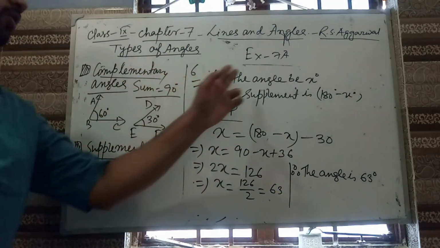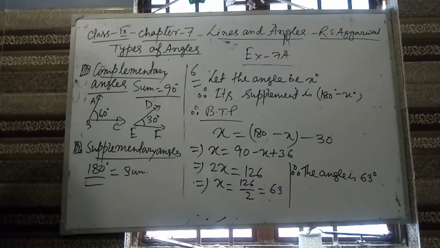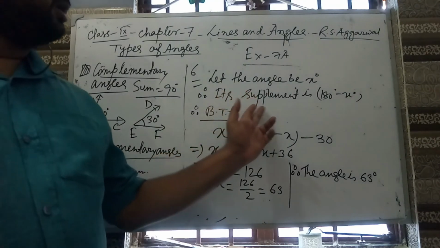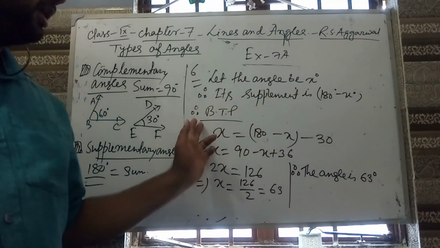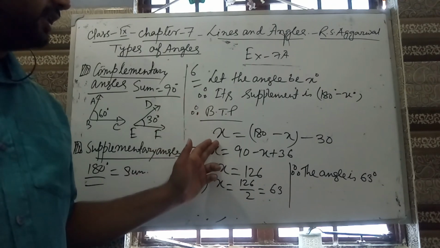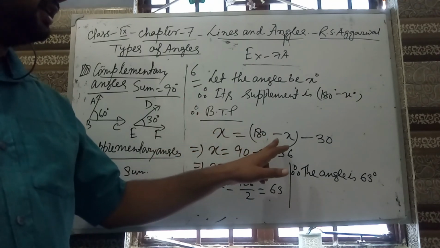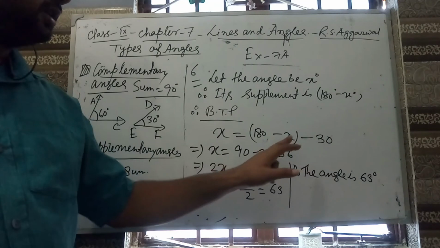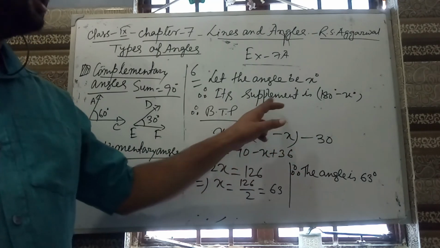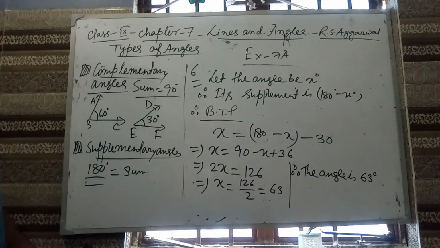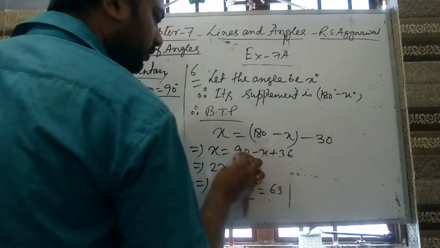Okay, we have considered the angle to be x degrees. What is given? Find the measure of an angle which is 30 degrees less than its supplement. So its supplement is 180 minus x. By the problem, this angle x is 30 degrees less, so that's why minus 30, from its supplement, that is 180 minus x. Then calculate, you will get the value of x.